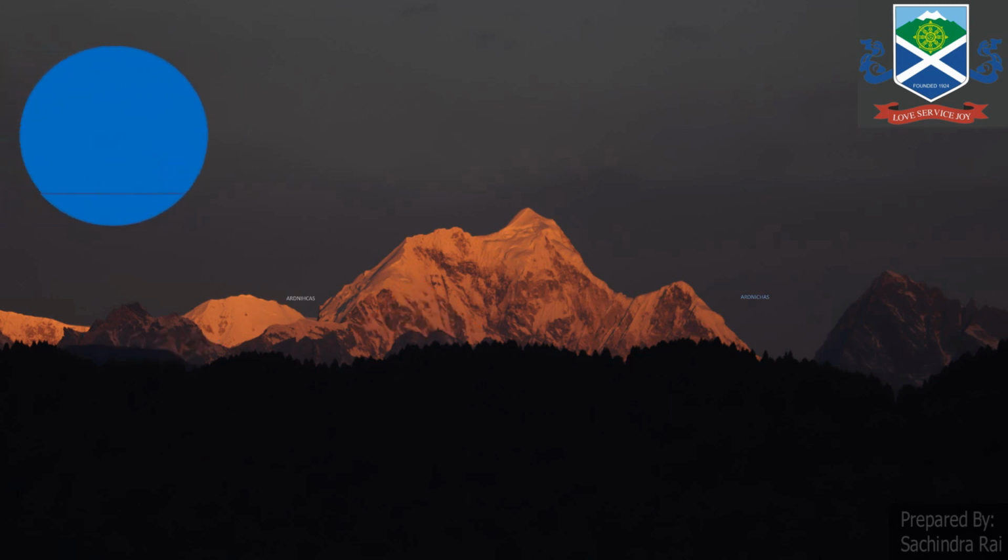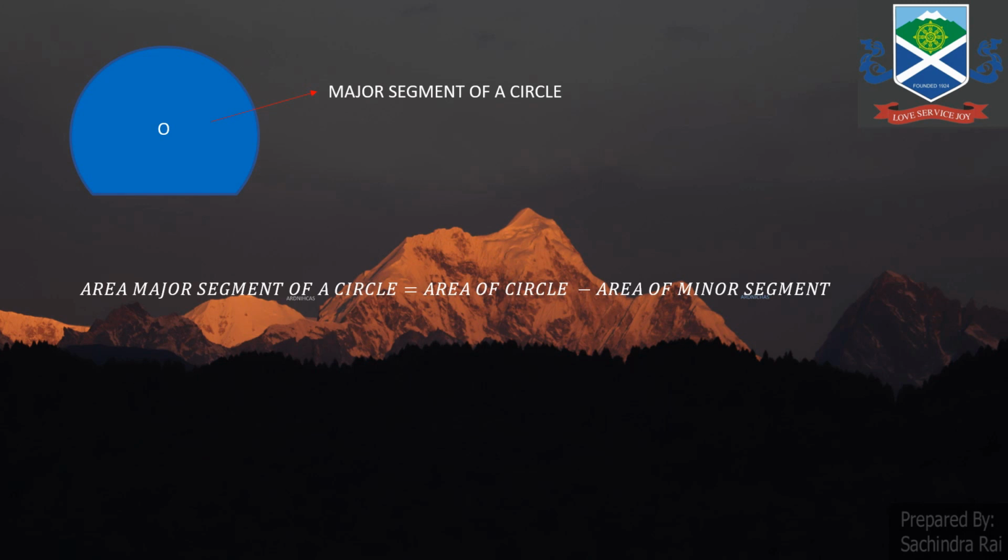Now if I take this circle with center O, and if I mark this out, the lower portion, then remove this, I get the upper portion, that is the major segment of a circle. So the area of the major segment of a circle is the area of the circle minus the area of the minor segment.